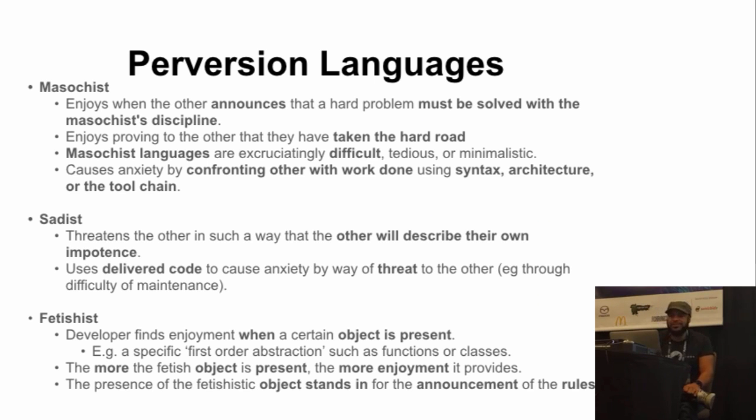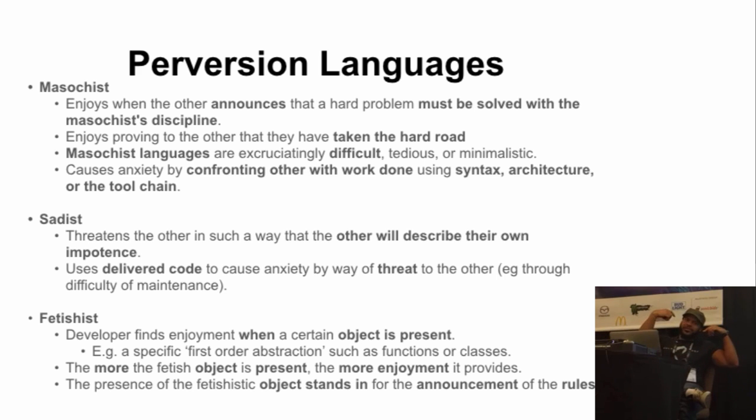So now, sorry for this wall of text. We're going to talk about the perversion languages, and then I'm going to review them on the next 2 slides, all right? So the masochists, they enjoy when the other announces that a hard problem must be solved with the masochist discipline, okay? They enjoy proving to the other that they have taken the hard road. Masochist languages are excruciatingly difficult, tedious, or minimalistic. And they cause anxiety by confronting the other with work done using syntax, architecture, or the tool chain. So we're going to contrast that with the sadist. The sadist threatens the other in such a way that the other will describe their own impotence, right?